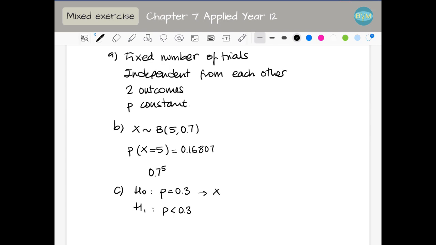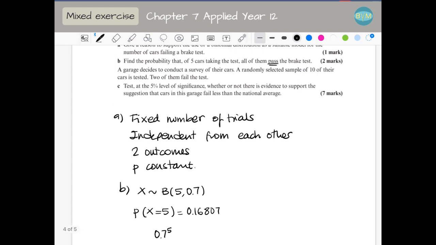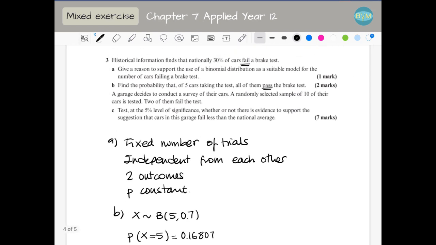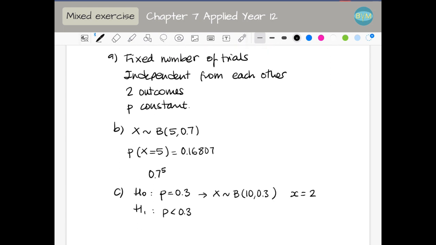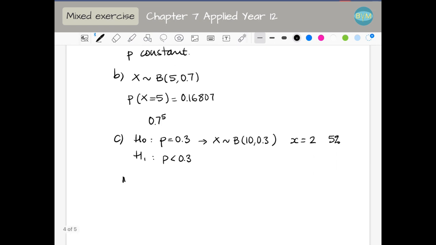This is going to mean that this is a binomial. We are checking 10 cars, 0.3. The observed value is how many cars? 2 fail the test, so 2, and the significance level is 5%. So method 1, we are going to compare the probability of X being smaller or equal than the observed value, which is 2, with the significance level.